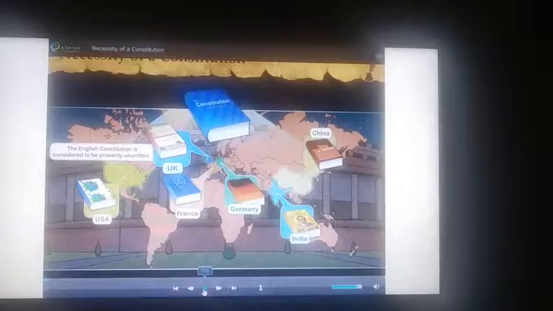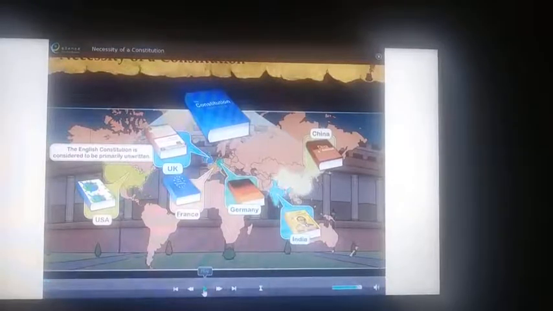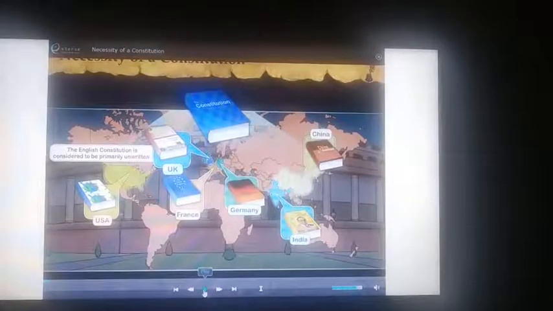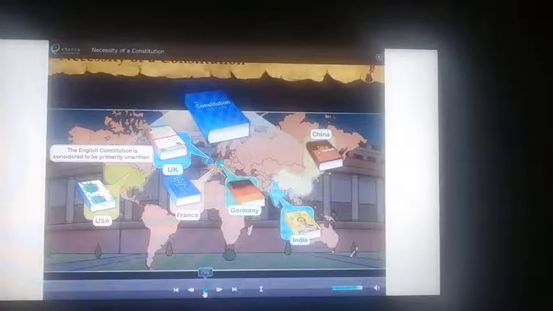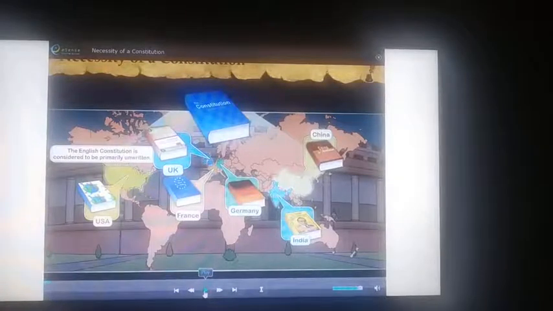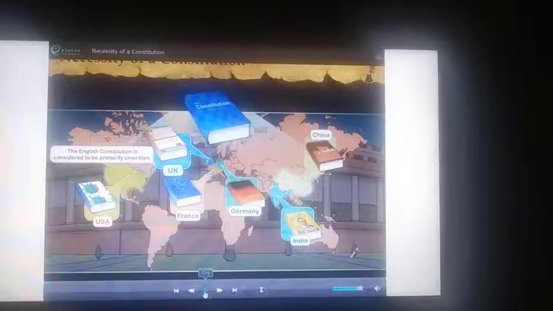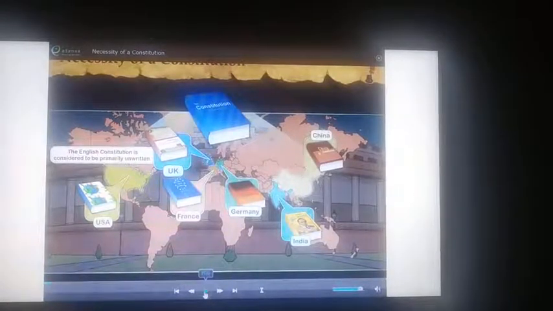What is meant by Constitution? A book in which all the provisions regarding the administration of a country are mentioned together in a systematic way is called Constitution. Now let us start the next point, necessity of a constitution.